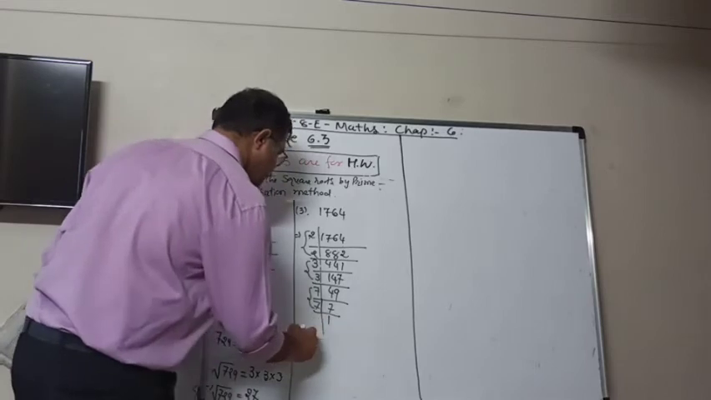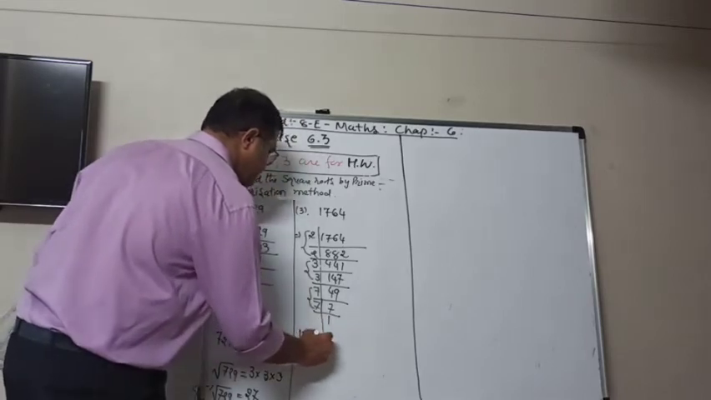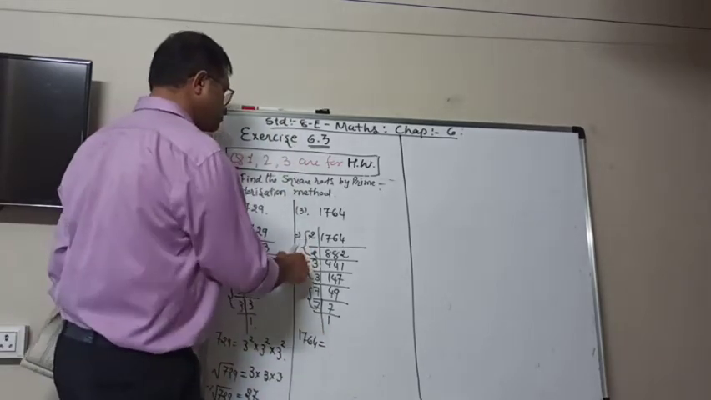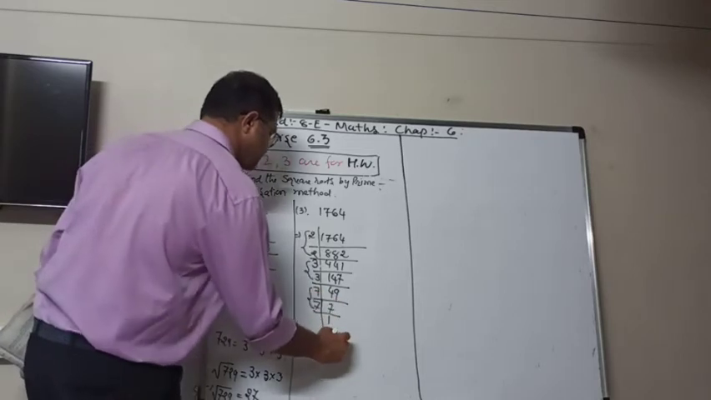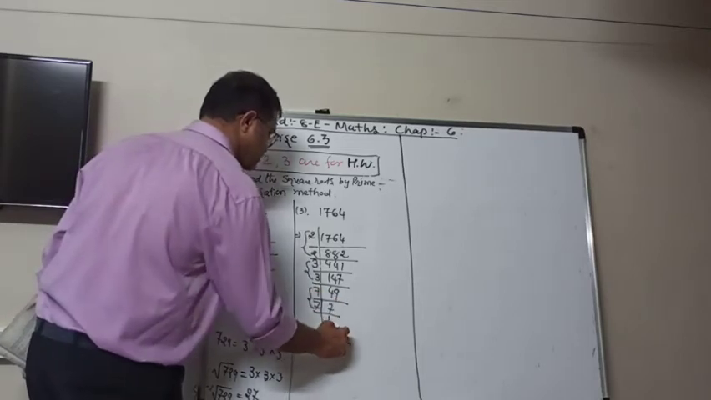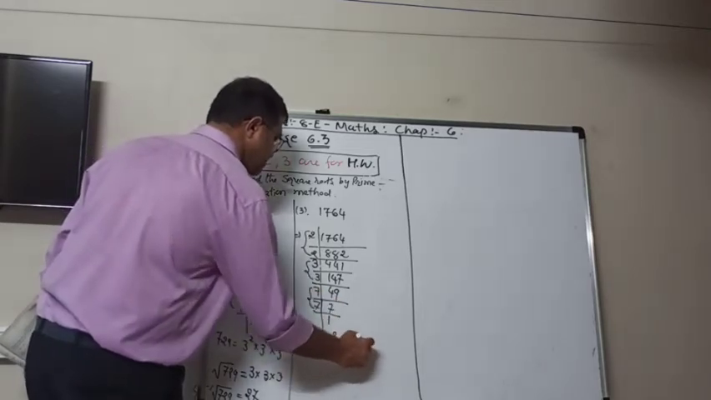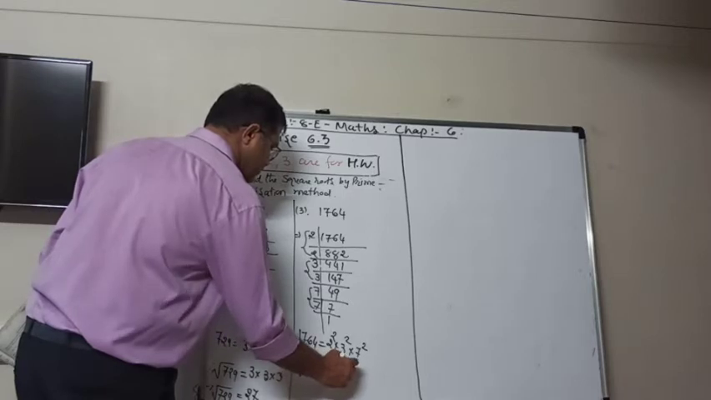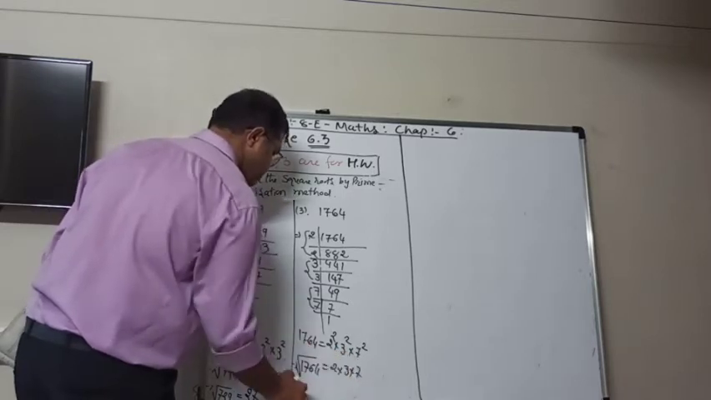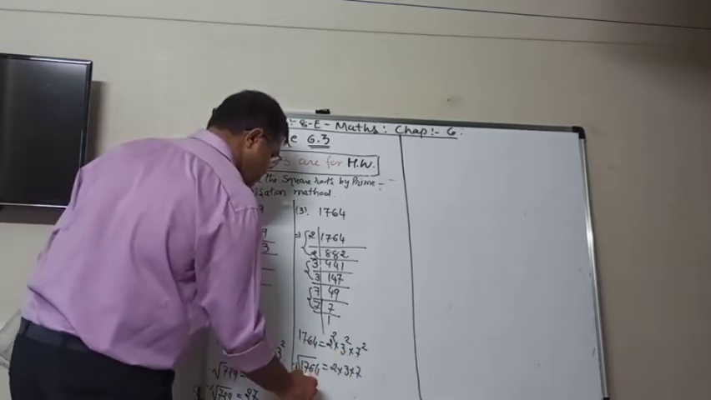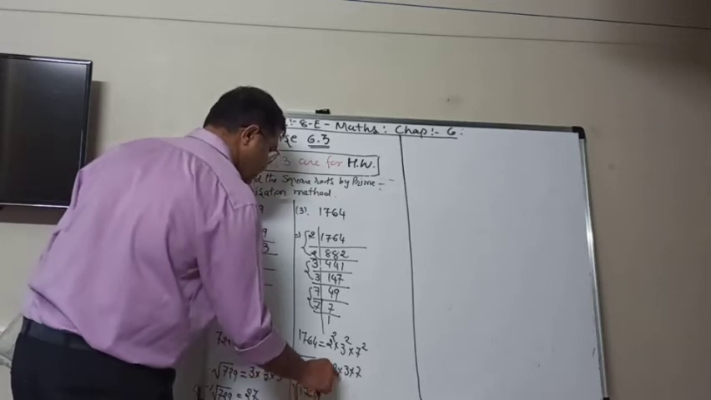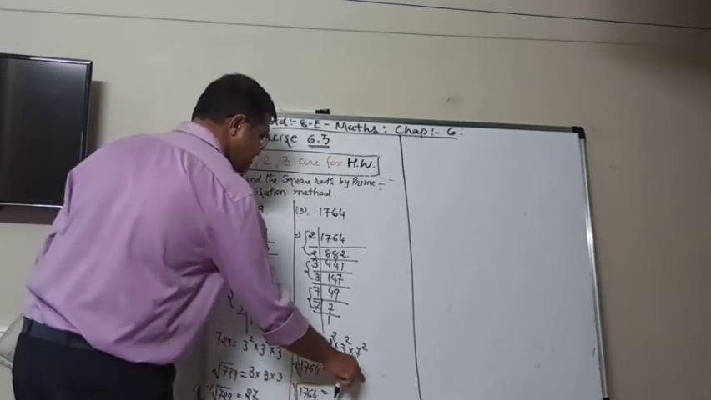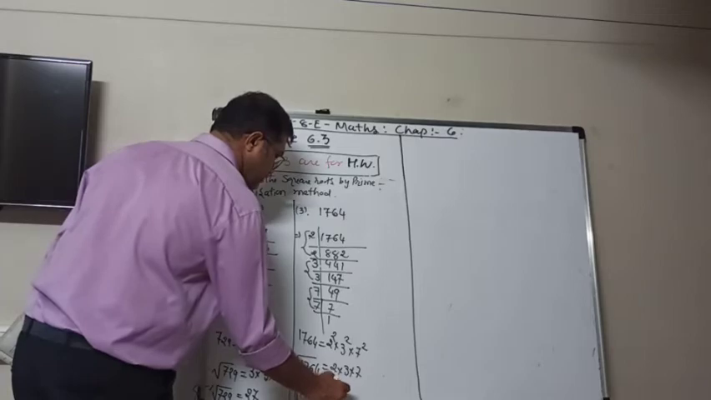So 1764 is equal to 2 square into 3 square into 7 square. Therefore, square root of 1764, removing the square, is equal to 2 3s are 6, 6 7s are 42.